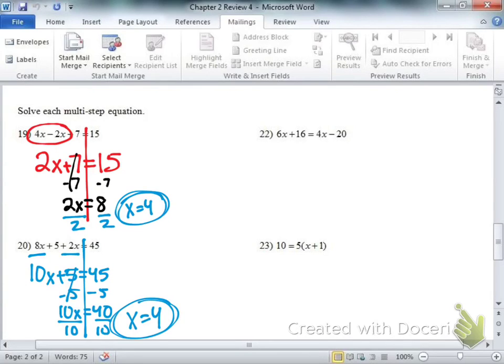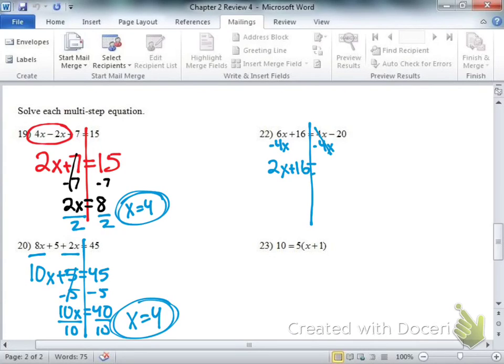All right, number 22. Same side or different sides? It's on different sides. You have an x on this side and you have an x on this side. Pick on the little guy. I'm going to move the 4x. It's currently positive, so I am going to subtract it. And the x has to come with it. You're subtracting 4x. Now you can only subtract x's from x's, so write it right under the x on the other side. 6x minus 4x gives me 2x. And then everything else just falls into place.